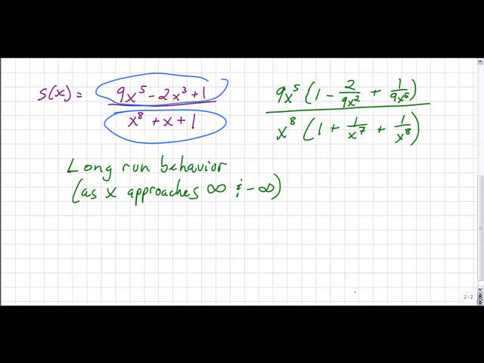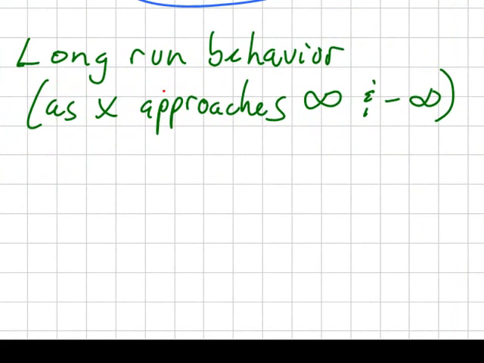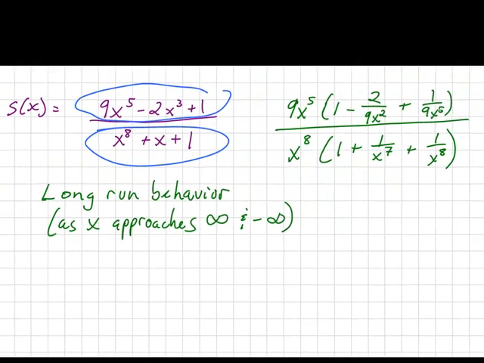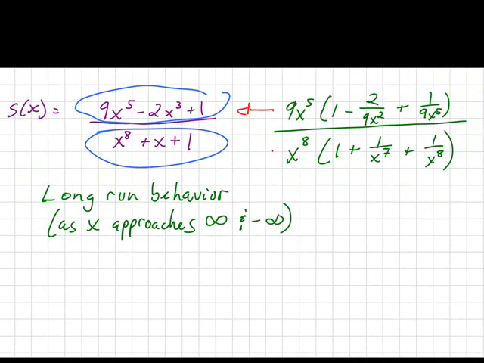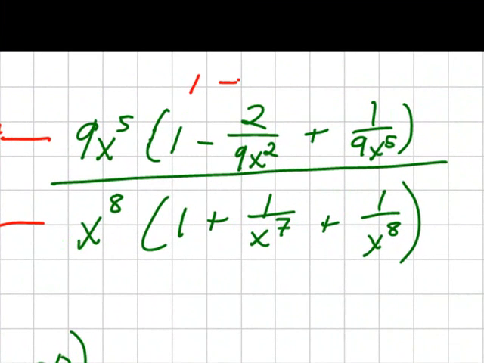And again, when I'm looking at horizontal asymptotes, I'm looking at the long-run behavior of the function as it approaches infinity and negative infinity. By factoring out this 9x to the 5th, you can see if I distribute it back through, I get my original equation. But if I substitute in infinity for this expression, obviously this part becomes 1, this becomes 0 plus 0, and down below I'm left with 1 plus 0 plus 0. So essentially, as x approaches infinity and negative infinity, I get the same values.